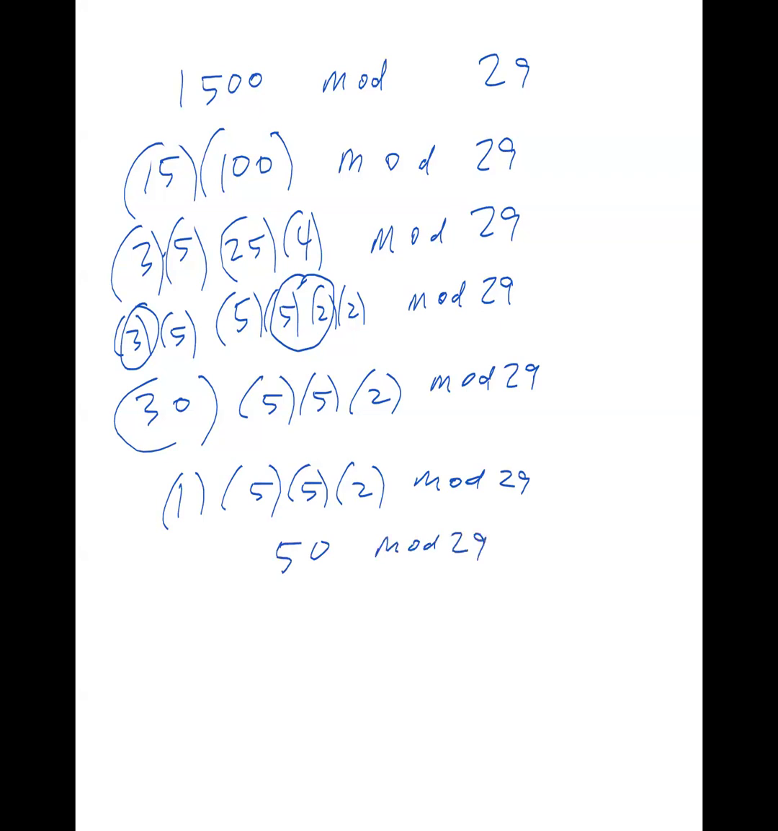To figure out 50 mod 29, just subtract 29 from 50 and see what's left. So what is 50 minus 29? It would equal 21, right? So the final remainder that's left after dividing 50 by 29 is just 21. So 1500 mod 29 is 21.